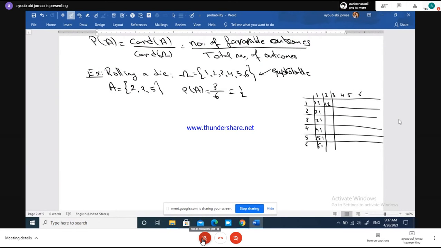We continue: 1 2. 2 2. 3 2. 4 2. 5 2. 6 2, and so on. The total number of outcomes, we go back to the counting lesson. Roll a die twice. For the first we have 6 outcomes, for the second we have 6 outcomes, the total is 6 power 2, which is 36.